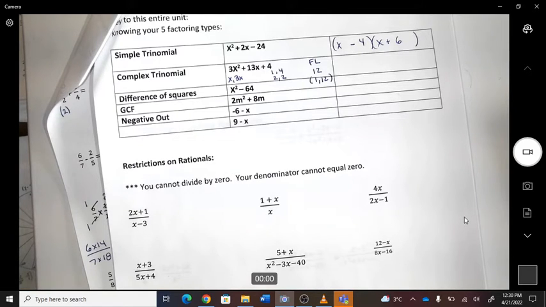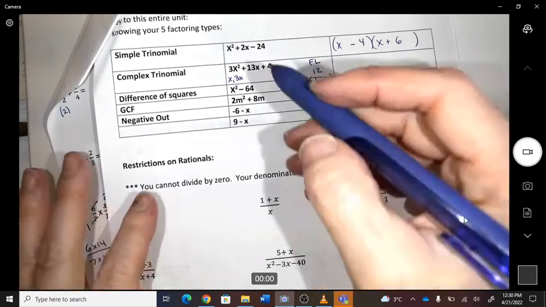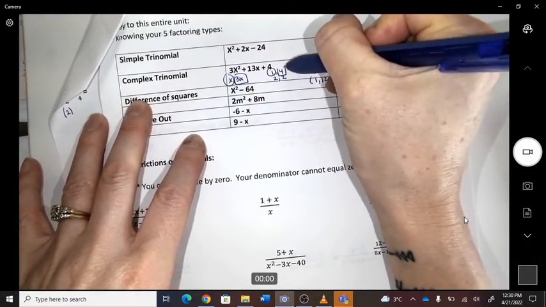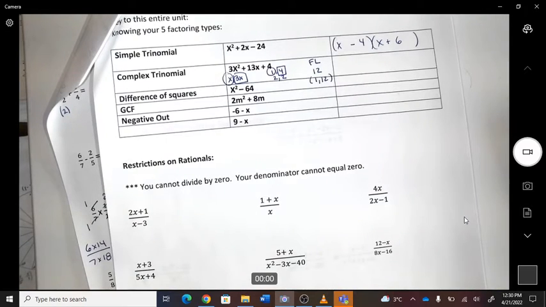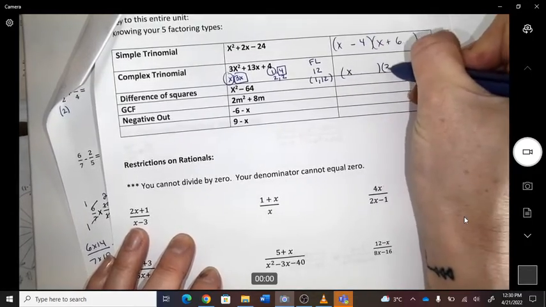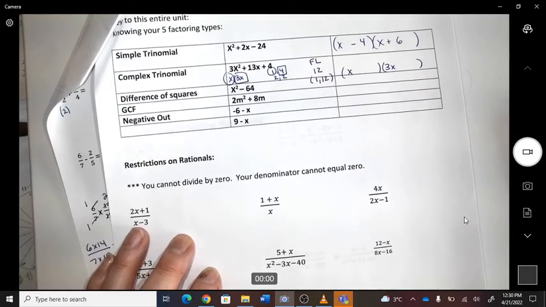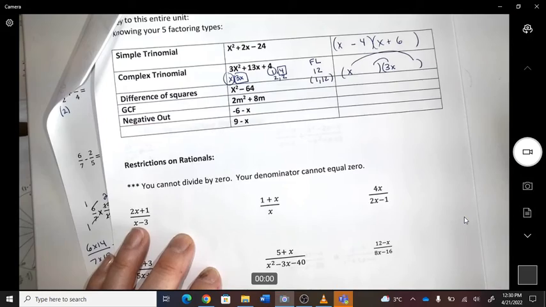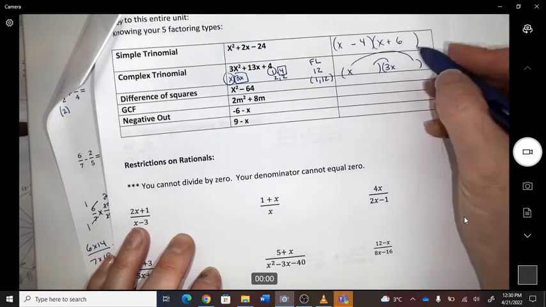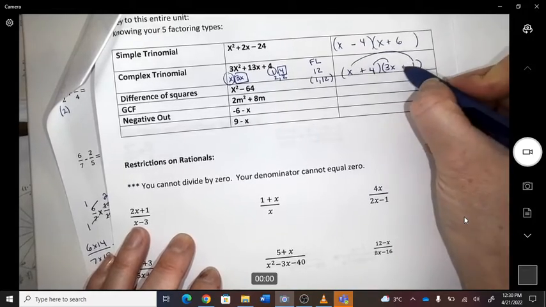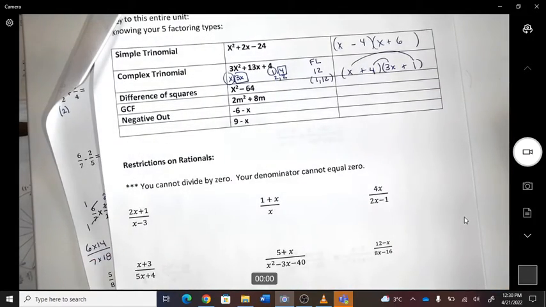So what am I going to need here to make a 12 and a 1? You see your partners? Okay, so my brackets are 1x, 3x in the front. My partnerships are 1x with the 1, 3x with the 4. And everything on that was plus.